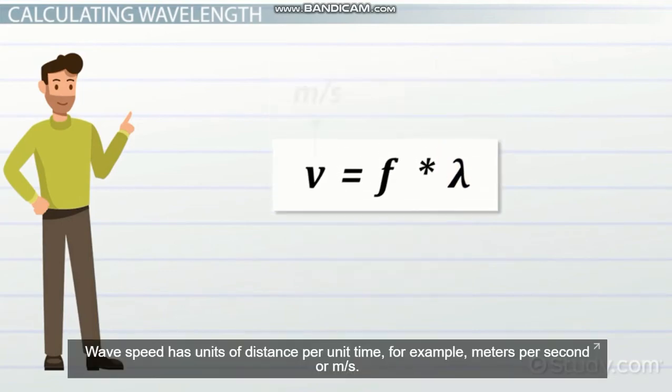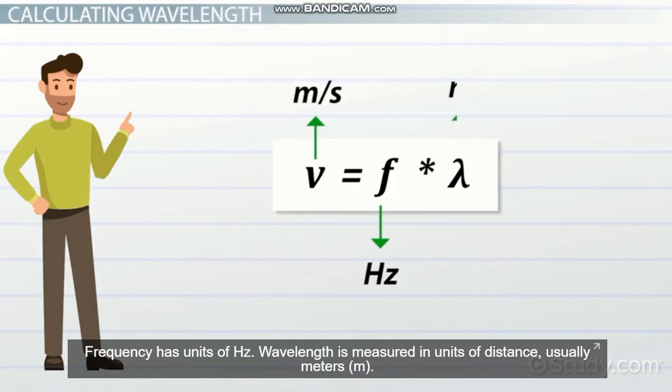Wave speed has units of distance per unit time, for example, meters per second or m per s. Frequency has units of hertz. Wavelength is measured in units of distance, usually meters, m.